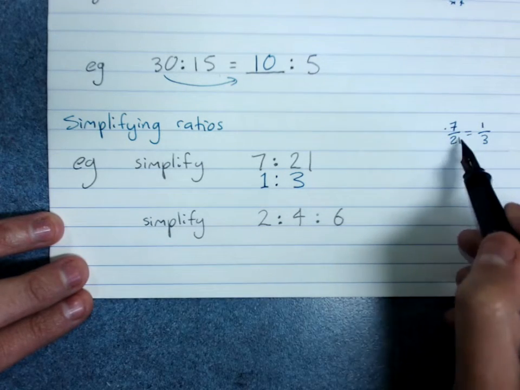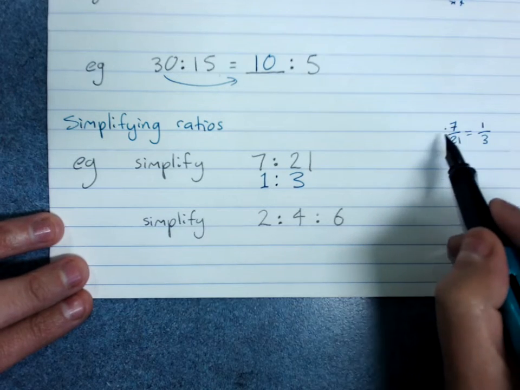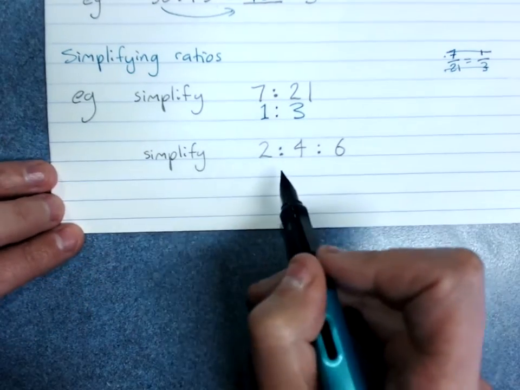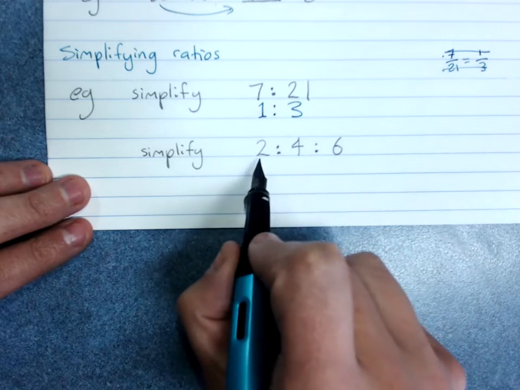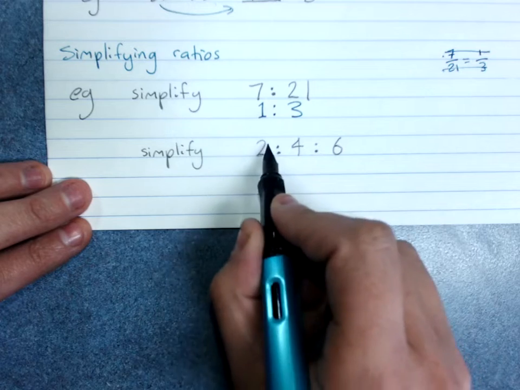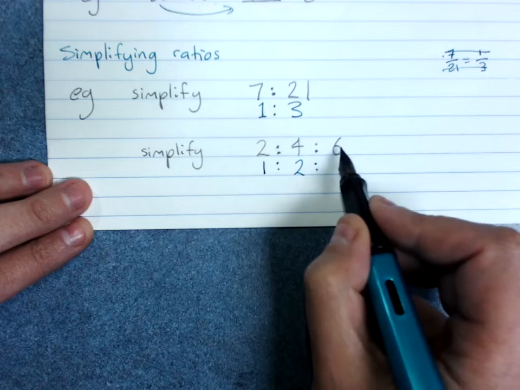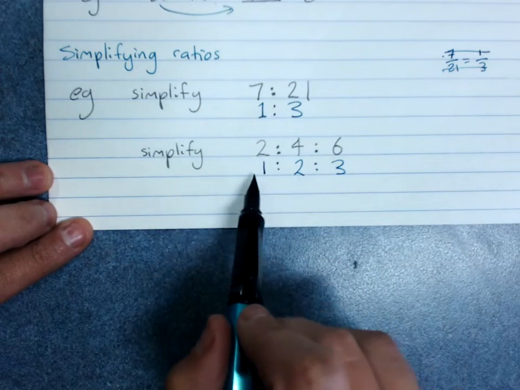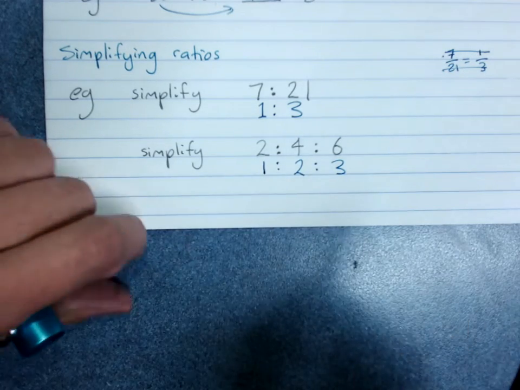Now, the fractions and the ratios aren't exactly the same, but they do work the same way when you're simplifying or finding equivalent ones. You can also have ratios like we saw before, where there's 3 numbers, and you've got to find the highest common factor of all 3. 2 goes into all of these. 2 divided by 2 is 1. 4 divided by 2 is 2. 6 divided by 2 is 3. And what this ratio says is whatever this thing is, you'll always have twice as many of this and 3 times as many of this.